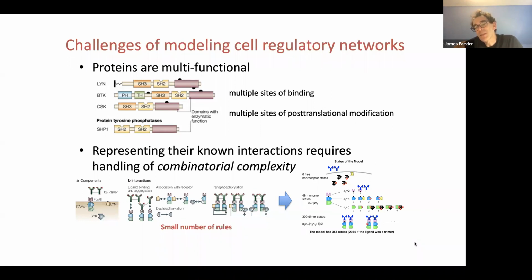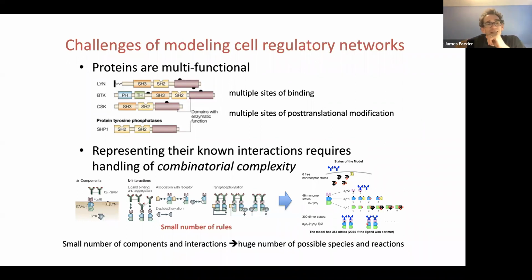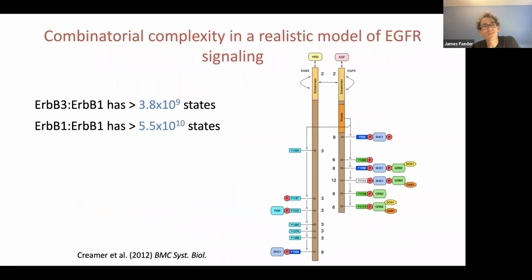Species, and if we just consider trimerization of the receptor, which is actually thought to be active in larger aggregates, there's even more. And so this idea of the reaction network model that I described earlier is really coming under strain because of the multivalent interactions here. So this idea that there's a small number of components and interactions, and it gives rise to a huge number of possible species and reactions, that's this combinatorial complexity that I've talked about.